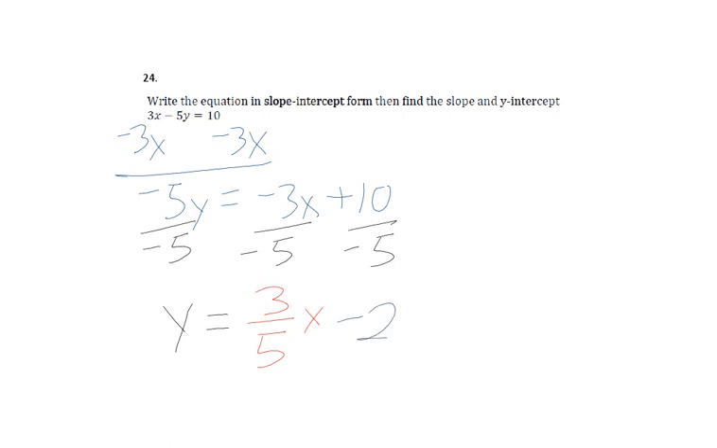When y is alone, the number in front of x is the slope. So 3 over 5 is the slope. The number that's not in front of x is the y-intercept. So the y-intercept is negative 2.